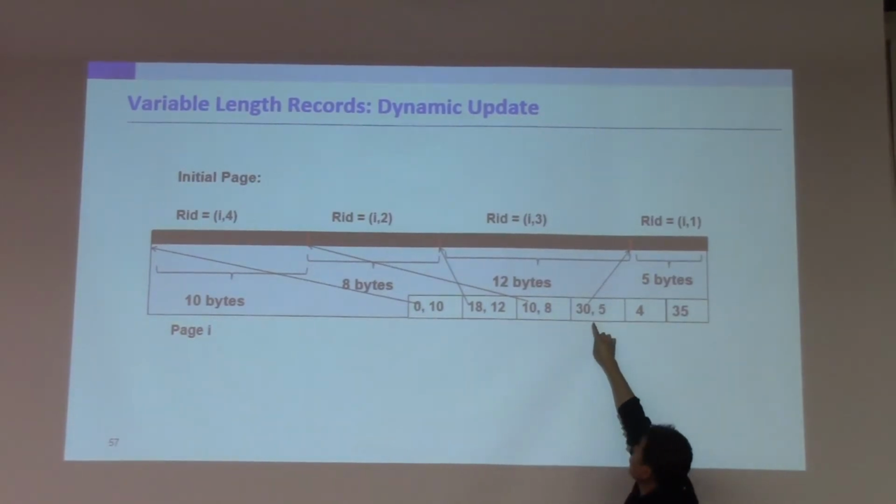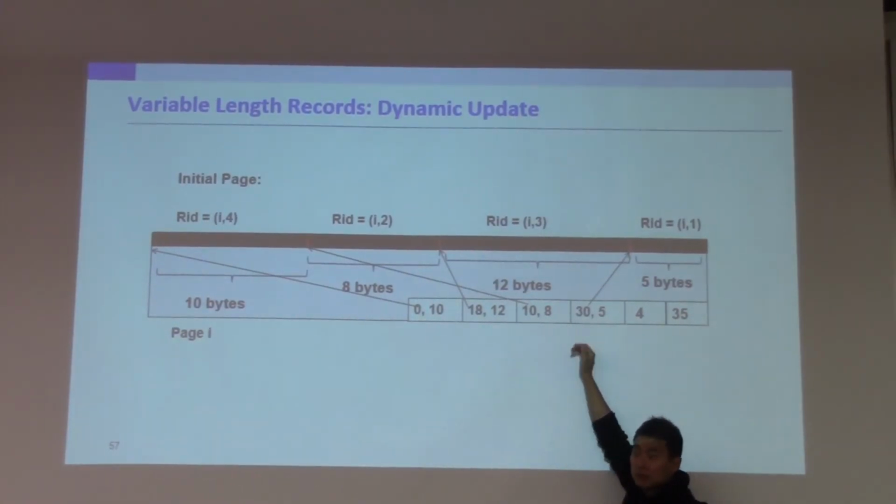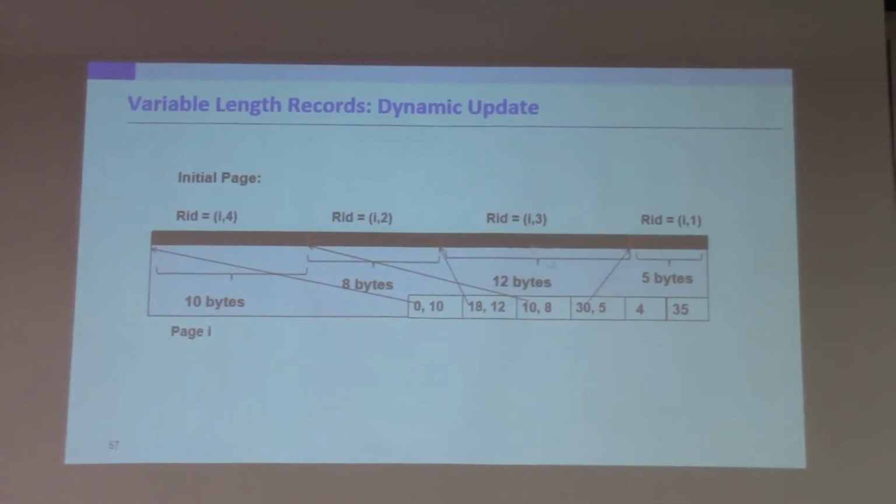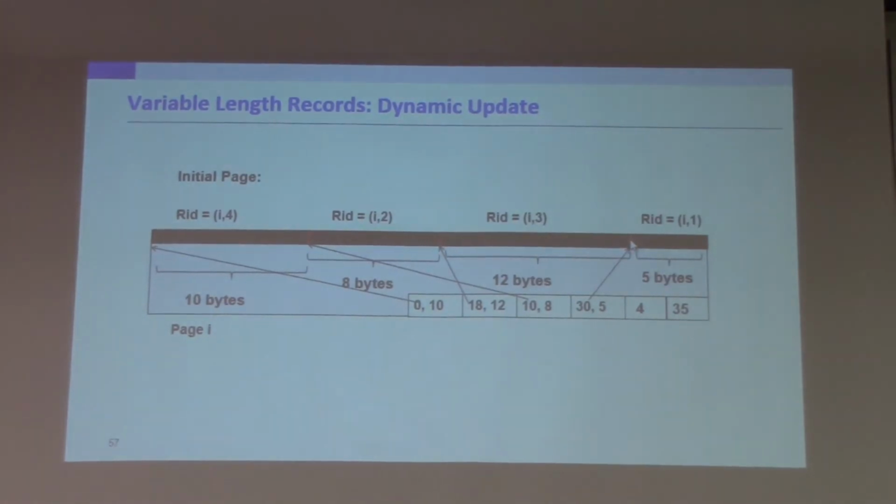For this slot entry, the offset value is 30, which means the address of this particular boundary is 30. The length of it is 5. So the math adds up. If you do it, 30 plus 5, that gives you 35. That's why the end of the record space is 35. 10, 8, what does that mean? That means the beginning address of this record is the 10th byte, and length is 8. The next one, the beginning address is 18, length is 12. That's why 18 plus 12 gives you 30 right here.